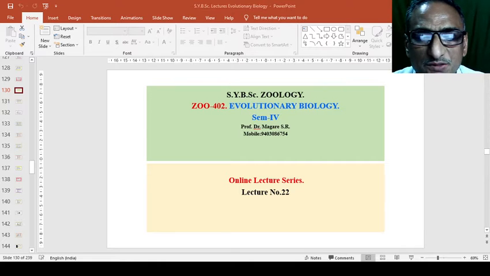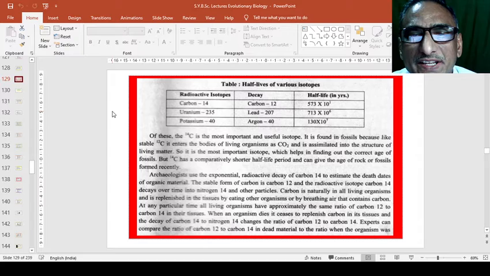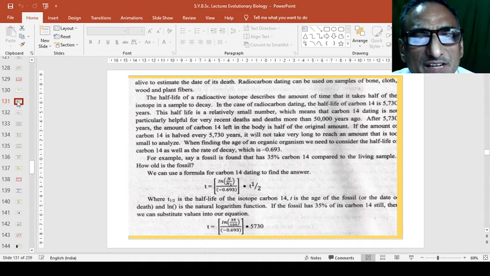Hello dear students. Last time we have seen the isotopes, that is carbon, uranium, and potassium, their decay and the half life of various isotopes. Now, we will continue with the half life of radioactive isotopes. We describe the amount of time it takes for half of the isotope in a sample to decay.